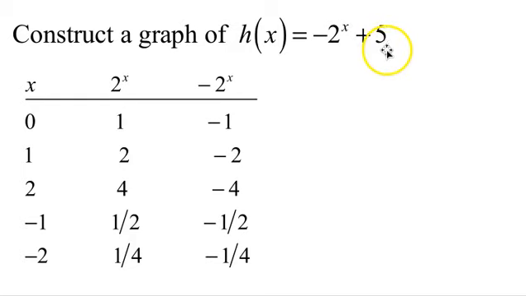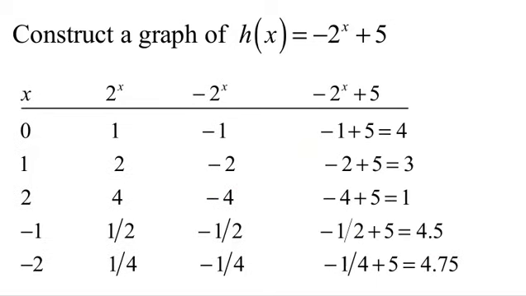And I'll finish off by adding 5. So here's my -2 to the x column. If I add 5, I've got to add 5 to all of these. -1 plus 5 would be 4, -2 plus 5 would be 3, etc. As I add 5 to each of these, -1/2 plus 5 is 4.5, -1/4 plus 5 is 4 3/4, 4.75. So my x column and my -2 to the x plus 5 column are what we're going to use to graph our first set of points to determine how this function behaves.